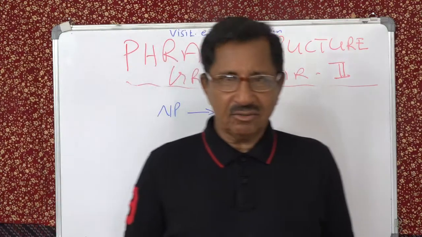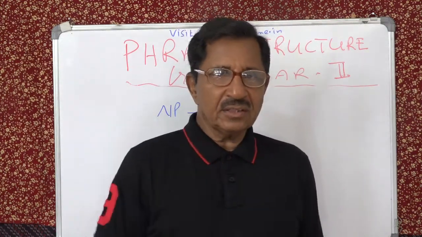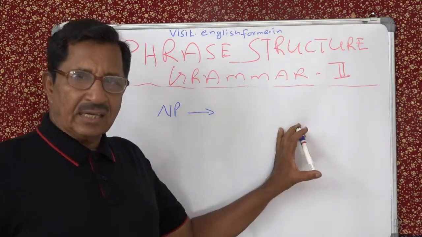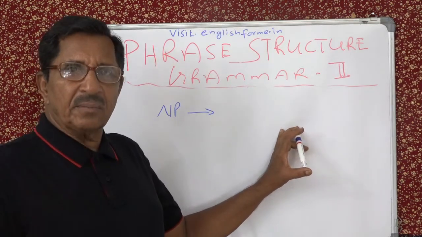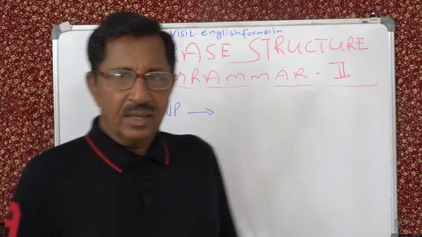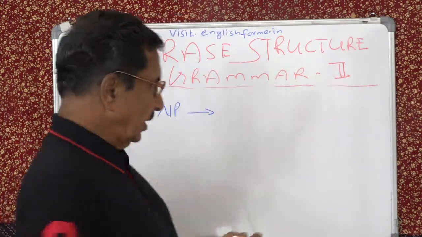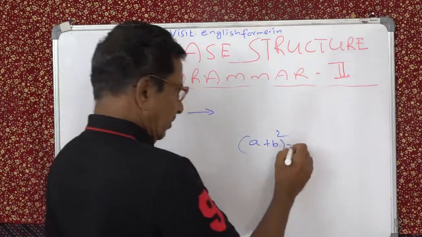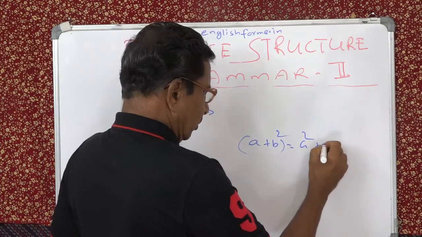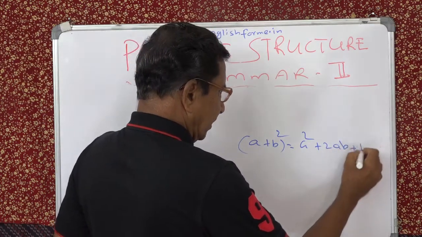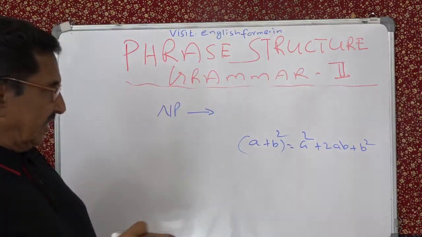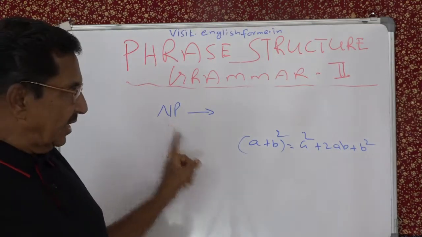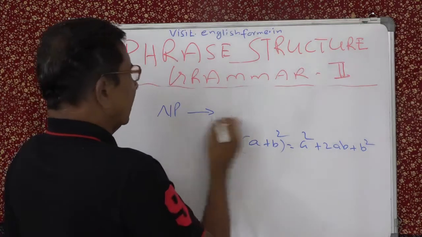Rules means generalizations or explanations. So in PSG, you explain what is on the left, you rewrite on the right, explaining it. What is NP? You are expanding it. Just as you write now, (a plus b) whole square is equal to a square plus 2ab plus b square. See that. So this is equivalent to NP.